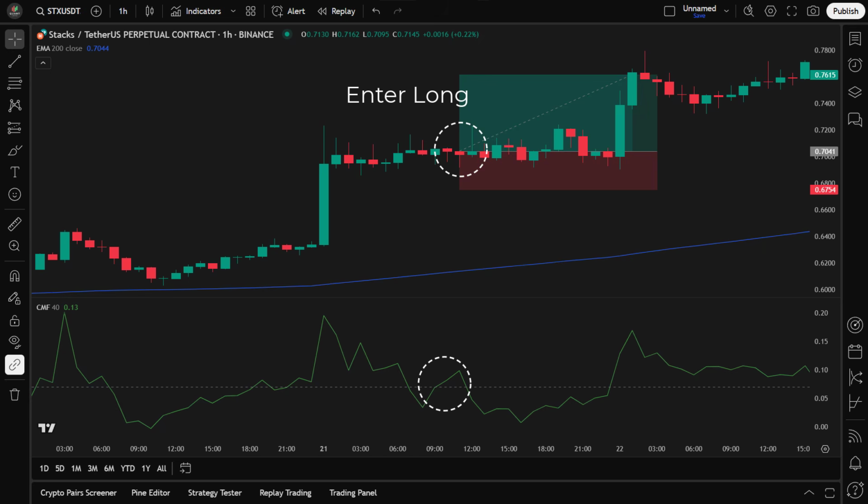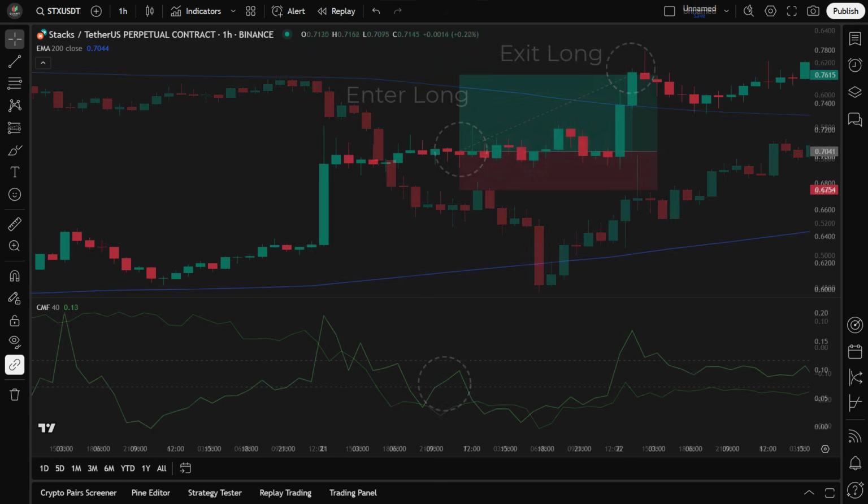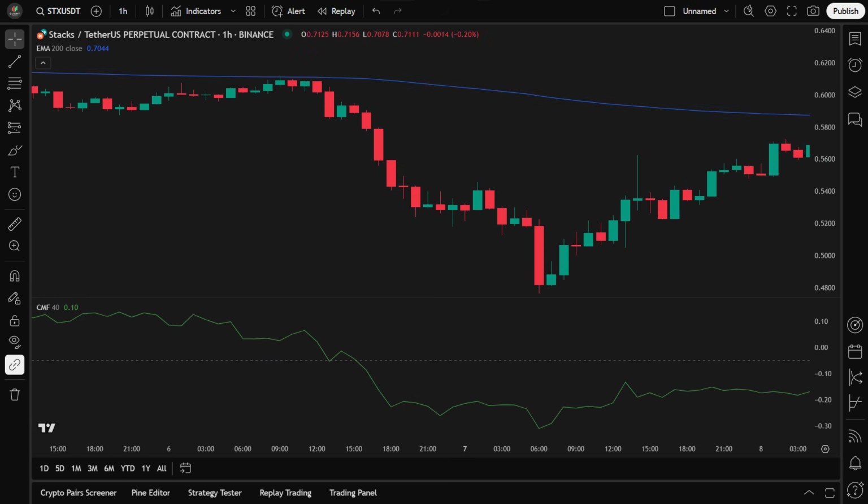As you can see on the chart, this trade hits our take profit target. Now let's take a look at how we enter a short trade. To enter a short trade, we need all of the following conditions to be met.